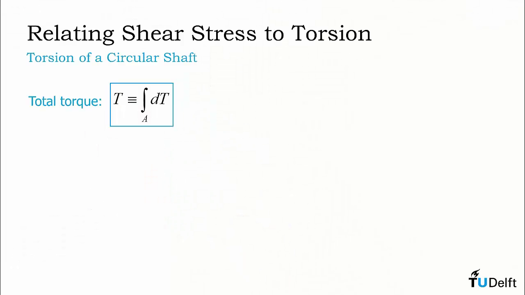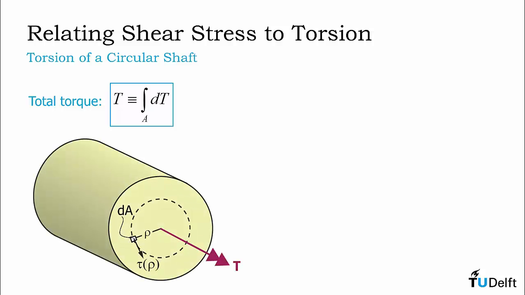Let's take a closer look at this. The total internal torque within a shaft is a summation of the torques acting over the cross-sectional area of the shaft. Consider the infinitesimal area on the cross-section, denoted dA, as shown below. The shear stress acting on this area produces a torque equal to the shear force acting on it multiplied by its moment arm. In this case, the shear force is equal to the shear stress multiplied by dA, and the moment arm is the radial position of dA, giving us the equation shown here.